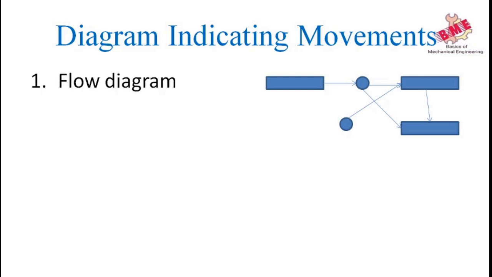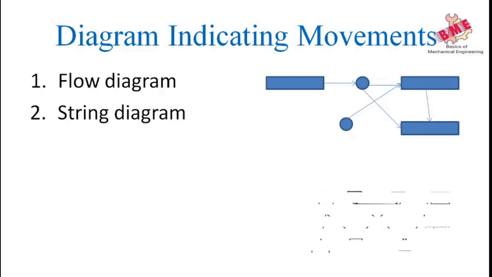Next we will see the string diagram. A string diagram is defined as a scale plan or a model on which a thread is used to trace and measure the path of workers, materials, or equipment during a specified sequence of events. It is the spatial form of the flow diagram in which a string or a thread is used to represent the movements.